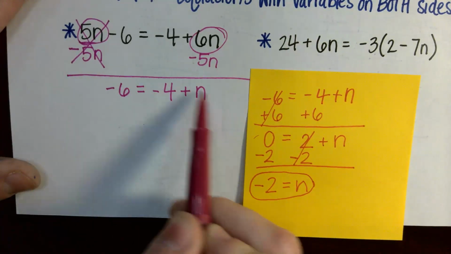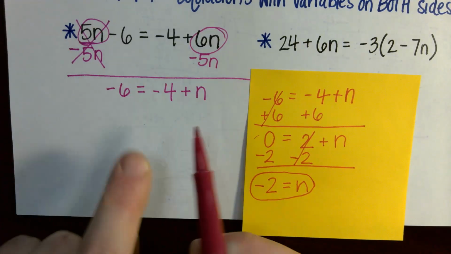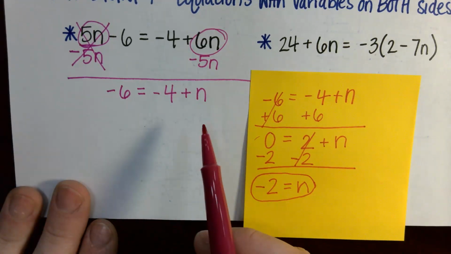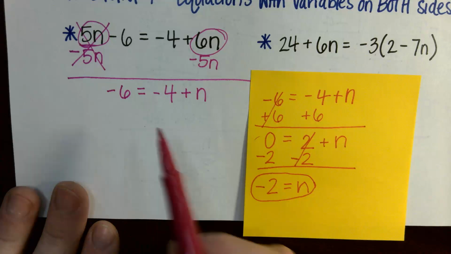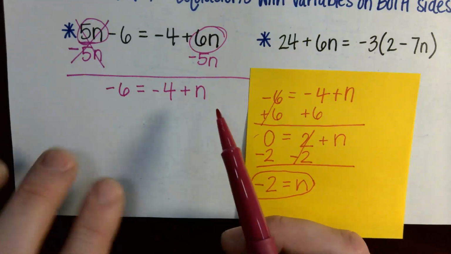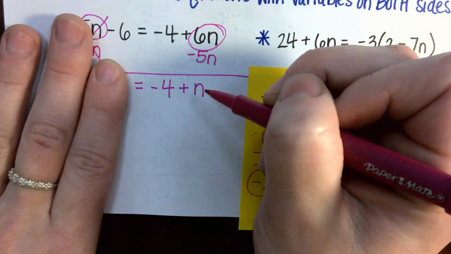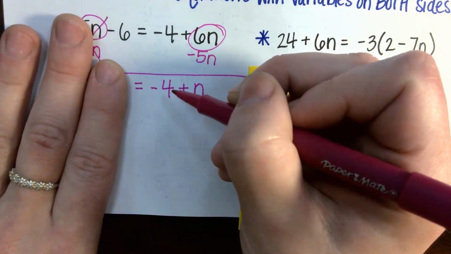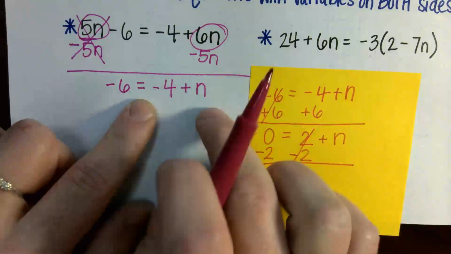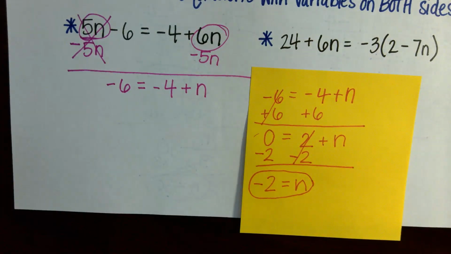At every step, remember, our goal is to get one step closer to n being by itself. Even if n is on this side of the equation, that's okay. It doesn't have to be n equals a number. It could also be a number equals n. That's fine. We just want n by itself. So on this side of the equal sign, all I have is n and a -4. On this side, I have a -6. If I get rid of 6, that's not going to help me get n by itself. So I would get rid of the 4, okay?